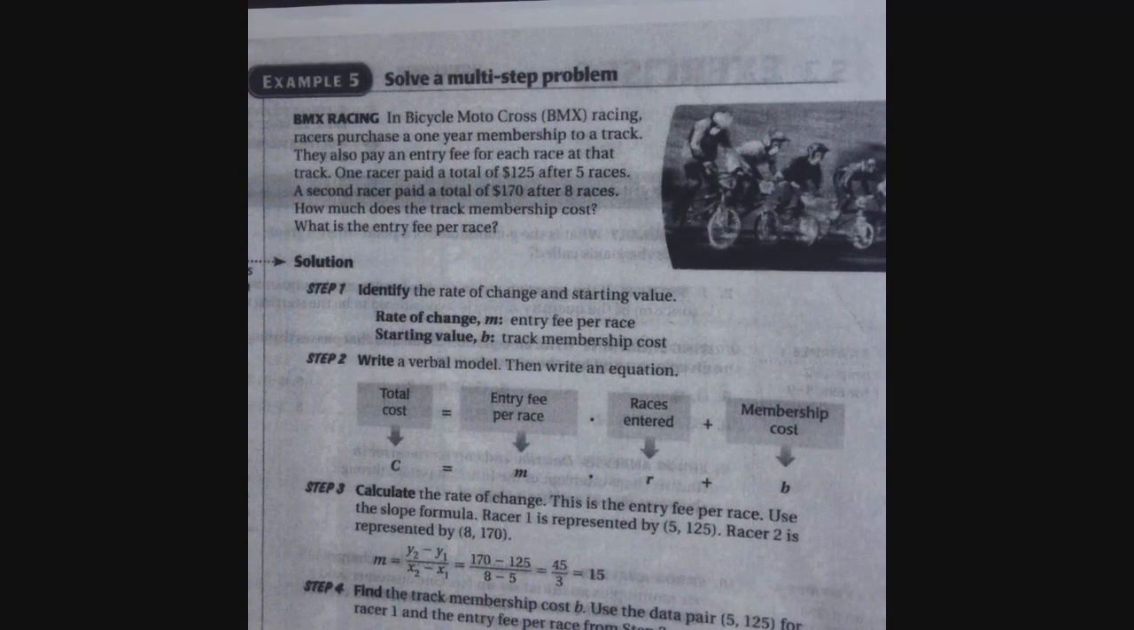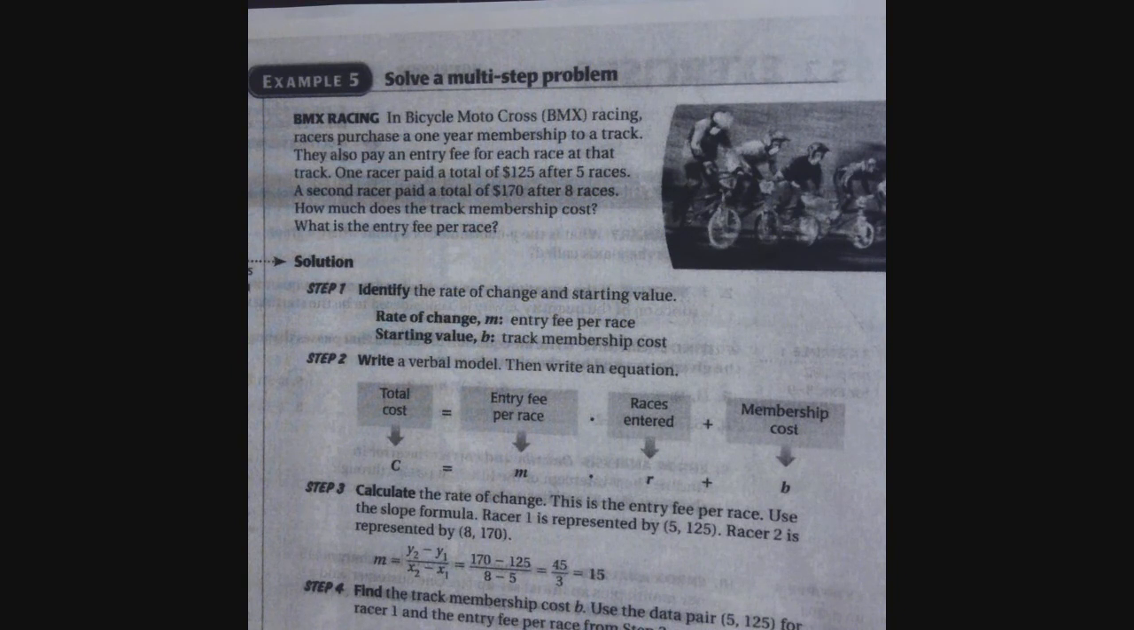So it's all about bicycling. Okay, in bicycle motocross, BMX racing, racers purchase a 1-year membership to a track. They also pay an entry fee for each race at that track. One racer paid a total of $125 after 5 races. That sounds to me like that's going to be an ordered pair. A second racer paid a total of $170 after 8 races. How much money does the track membership cost, and what is the entry fee per race?